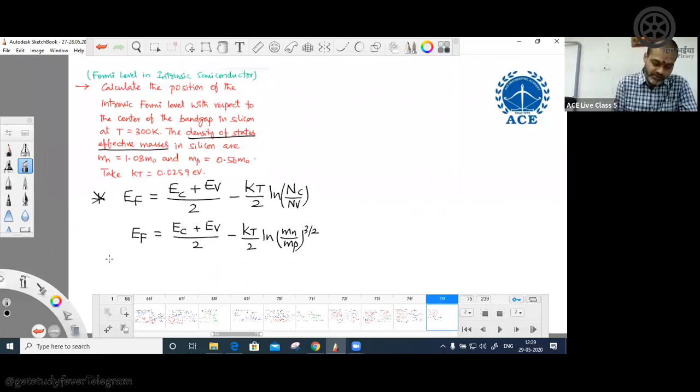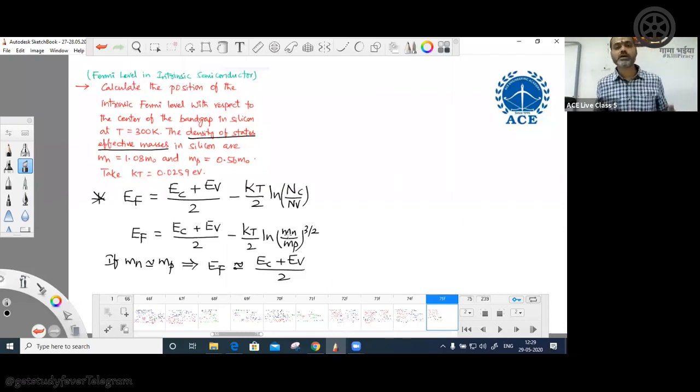Now if Mn is approximately equal to Mp, we get Ef approximately equal to (Ec plus Ev) divided by 2, because this ratio will become 1. The logarithmic function of 1 becomes 0. That's what we have represented. Yes or no? So let us take this as EFI. Please try to understand. Again, notations are your convenient way. You can write EI also. There is no issue with that. Is it fine?